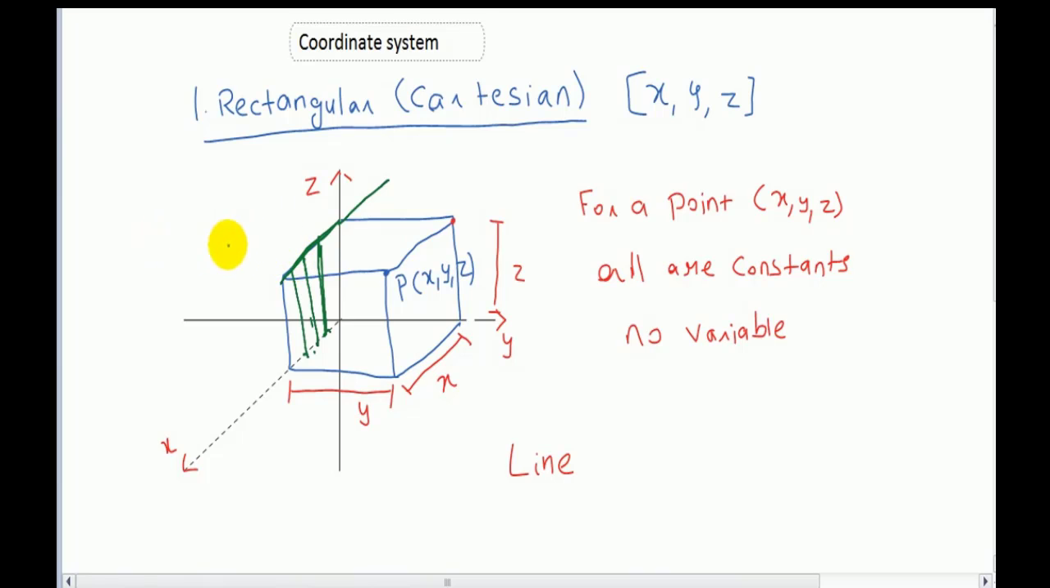That is, for a line, there are two parameters which are constant. Like in the given example, my constants were y and z, and one variable. So if I want to locate a line, then I have to specify two constants and one variable from the given three parameters.